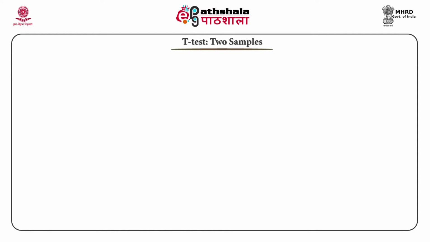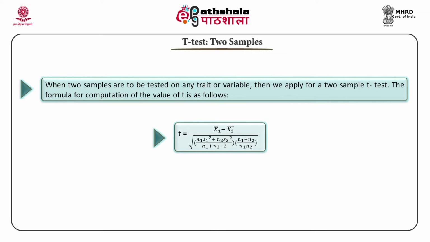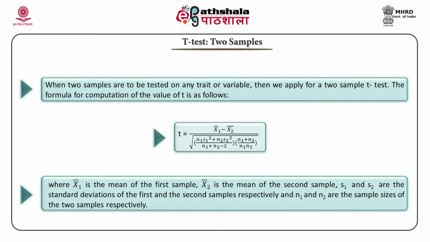The two-sample t-test. When two samples are to be tested on any trait or variable, we apply a two-sample t-test. The formula for computation of the value of t is as follows. t is equal to x̄1 minus x̄2 divided by the square root of [(n1 s1² + n2 s2²) / (n1 + n2 − 2)] × [(n1 + n2) / (n1 n2)], where x̄1 is the mean of the first sample, x̄2 is the mean of the second sample, s1 and s2 are the standard deviations of the first and second samples respectively, and n1 and n2 are the sample sizes of the two samples respectively.